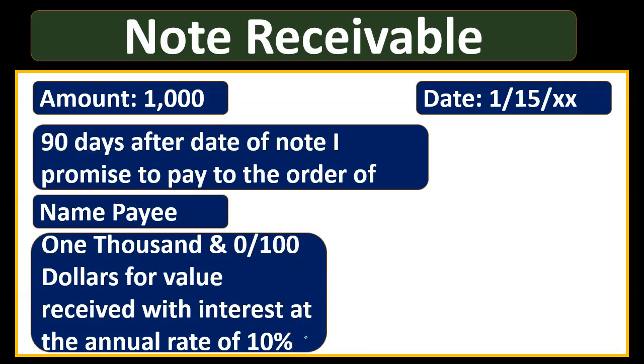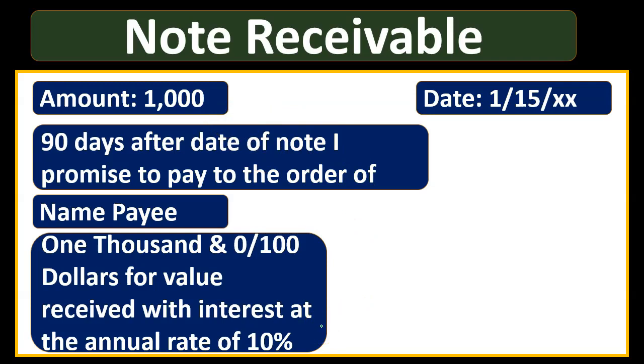Note what's not being said here: we don't have an official end date. We have 90 days from the date of the note, so we'll have to figure out when that will be. When is this actually due? And we don't have the actual amount that we're going to get. We know we're going to get $1,000, that's the sticker price, and then we've got to figure out the 10%.